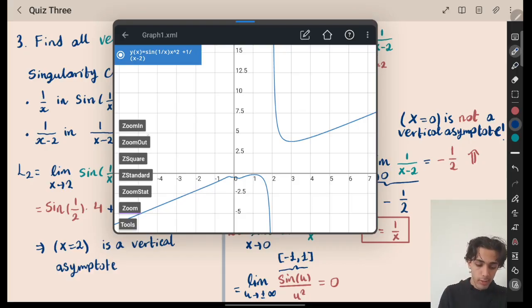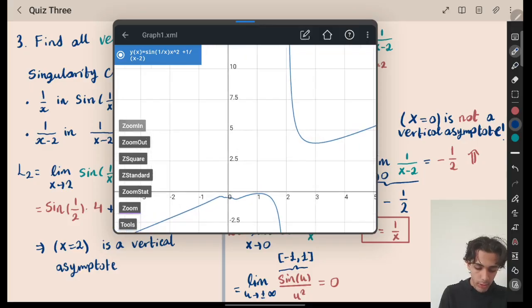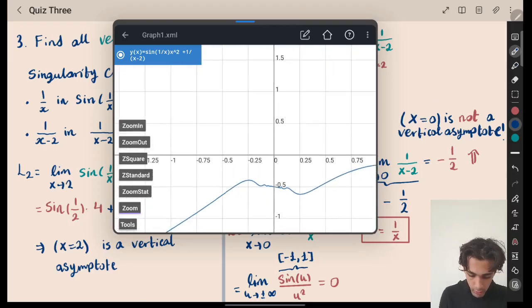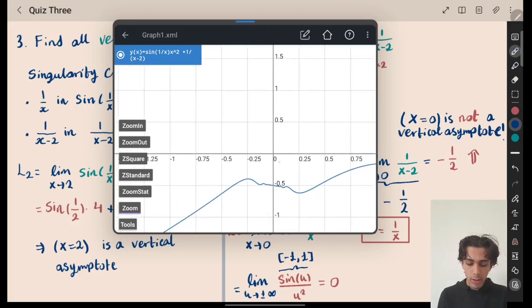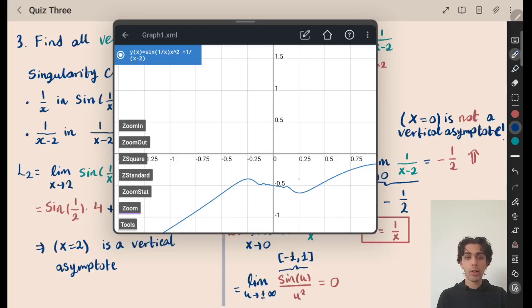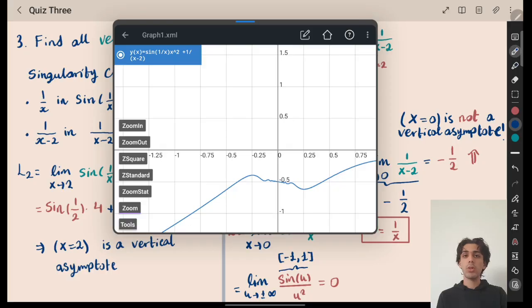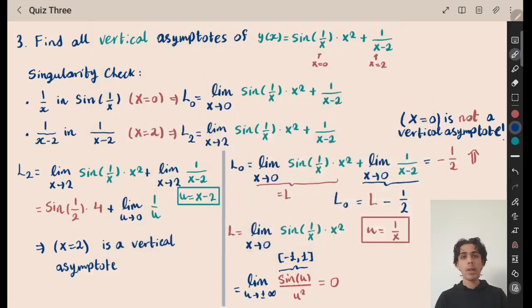But that is not the case for x is equal to 0, because if we go to the point x is equal to 0, which is right here, it's there, then it is corresponding to the point minus 0.5. So I'm glad that this is actually the case. We've computed the value of the function at 0, and we got minus 0.5. So the function indeed is defined at that point, and there is no vertical asymptote. This is it.